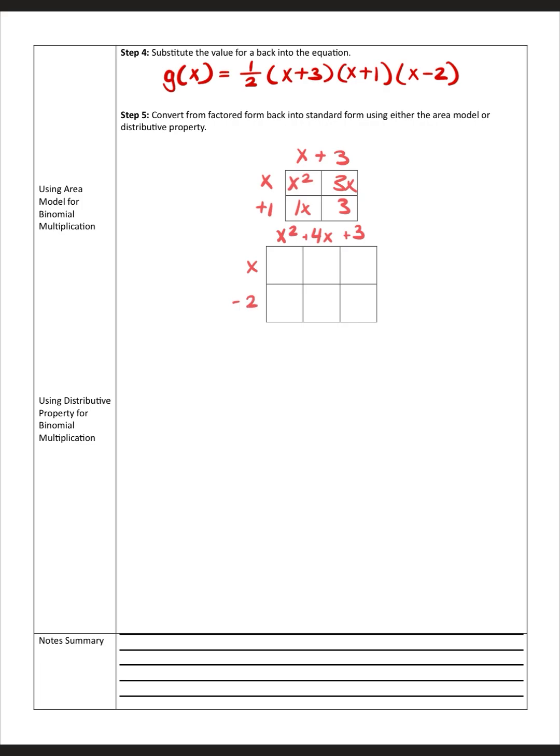So now I'm going to do the same thing again. So x squared times x is x cubed. Then I have 4x times x is 4x squared.